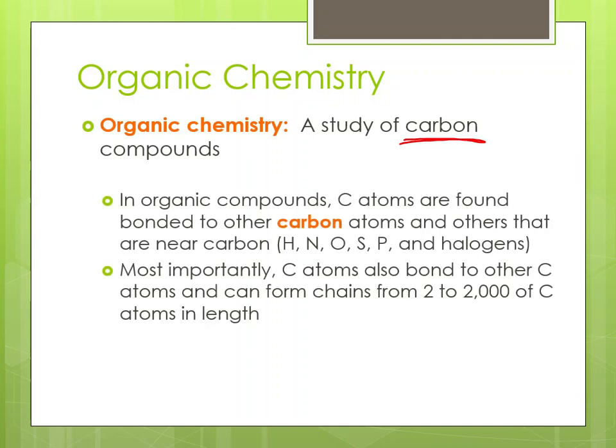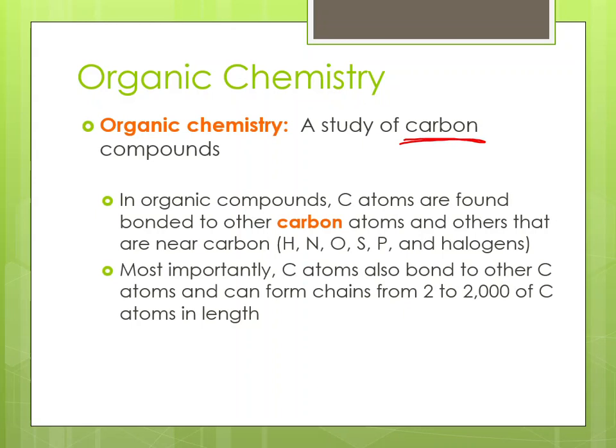In organic compounds, carbon atoms are found bonded to other carbons and to other atoms near carbon. So you're going to see lots of nonmetals: a lot of carbon, hydrogen, oxygen, and nitrogen. Occasionally you might find some sulfur and phosphorus in there, and other halogens like chlorine, fluorine, and bromine.